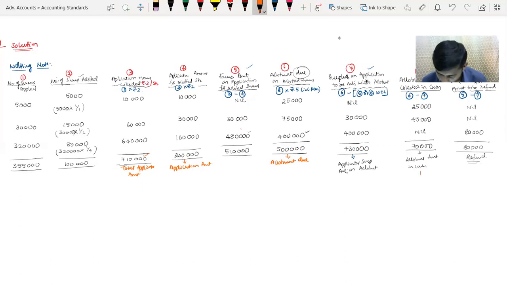So this is the allotment amount receipt. This is allotment due. This is the application amount received. So this is the actual. This is the surplus amount. So this surplus application amount is to be adjusted with allotment due.